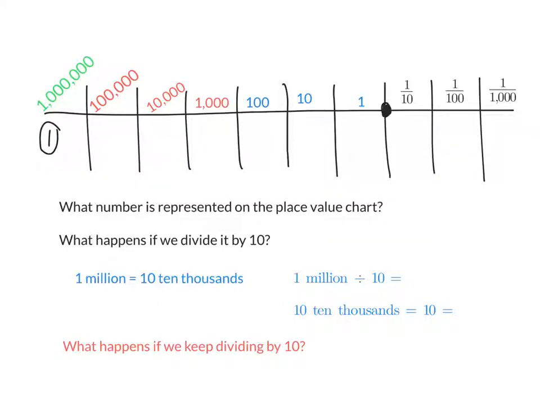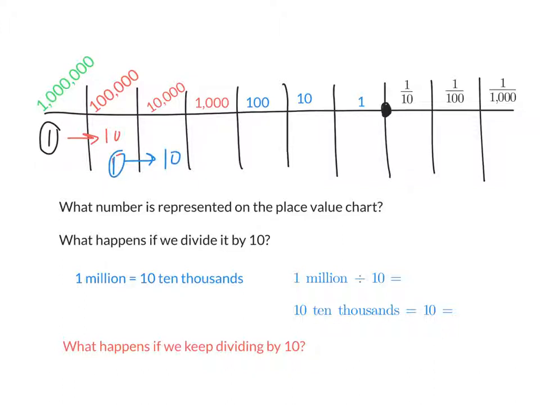Now, my first question was, what number did I just represent on my place value chart? 1 million, because I drew a 1 in the 1 millions column. Good. Now, what happens if I take that 1 million and break it up into 10 pieces? What would I get? 10. I would get 10 100,000s, right? Now, what if I had 100,000 and I want to break that into 10 pieces? What would I have? 10 10,000s, yeah.